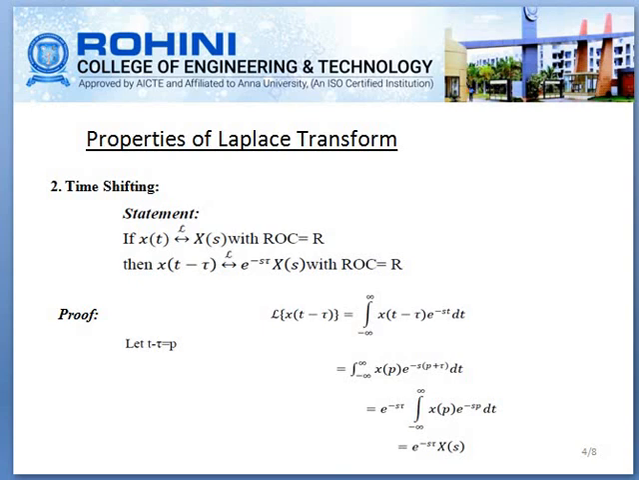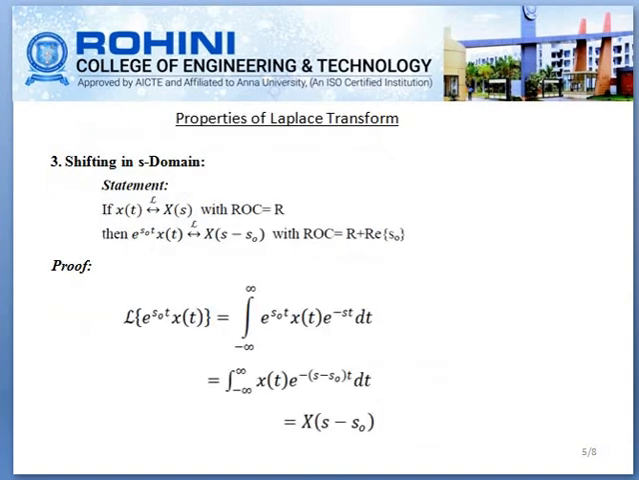You make an assumption t minus tau is equal to p. So integral minus infinity to infinity x of p e power minus s, t is replaced by p plus tau, into dt. So e power minus s tau is constant. So e power minus s tau integral minus infinity to infinity x of p e power minus sp into dt, that is equal to e power minus s tau X of s.